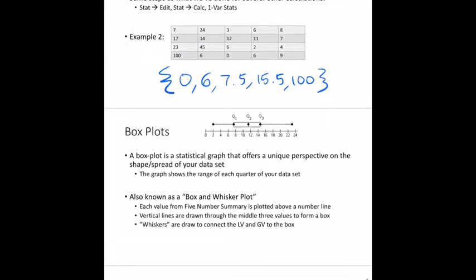So now we move into box plots, which are really a visual representation of your 5-number summary. It's one of our first statistical graphs that we're dealing with. A lot of people will call this a box and whisker plot, and basically all you're doing is plotting the 5-number summary on a number line and drawing this shape here, which I'll show you how to do in just a moment.